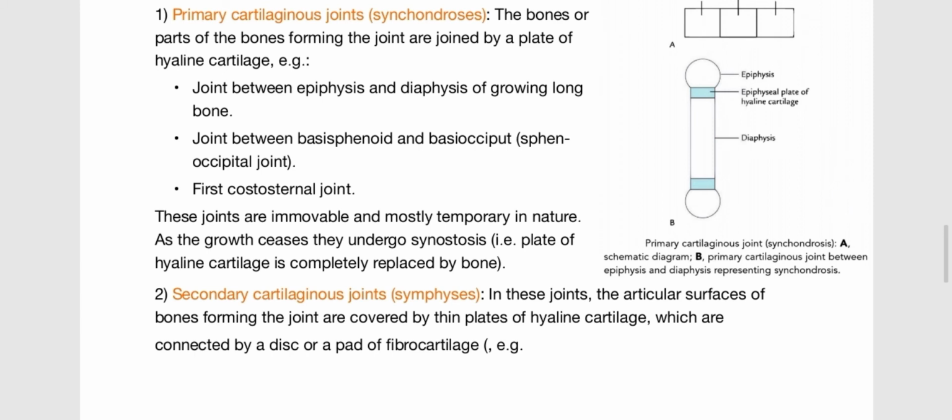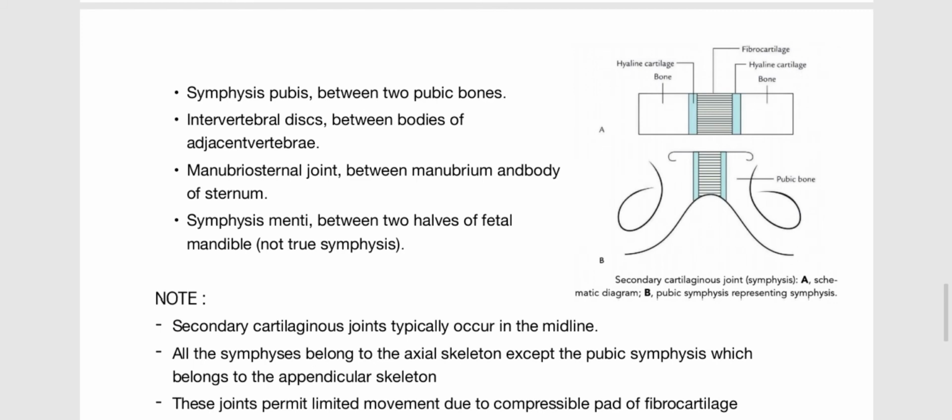Next is symphysis, which is also secondary cartilaginous joint. In this joint, the articular surfaces of bones forming the joint are covered by thin plates of hyaline cartilage, which are connected by a disc or a pad of fibrocartilage. Example: symphysis pubis between two pubic bones, intervertebral disc between bodies of adjacent vertebrae, manubriosternal joint between manubrium and body of sternum, symphysis menti between two halves of fetal mandible.